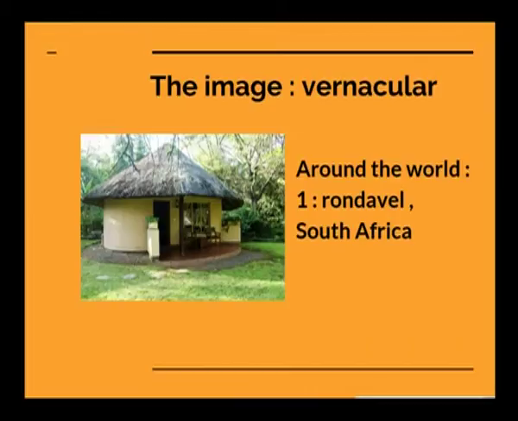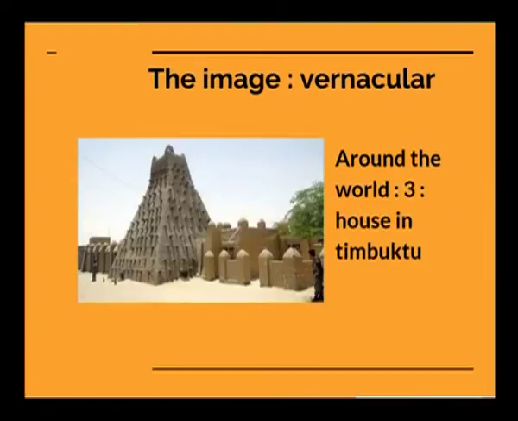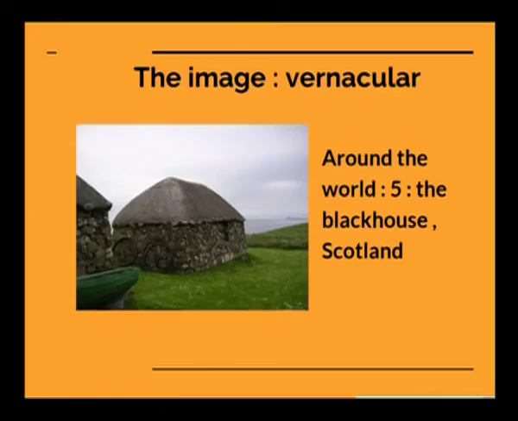So, as I said, first we'll be seeing a few images. This is an image of Rondewell from South Africa. The next is a Maasai house from Tanzania. This is a house from Timbuktu and Payahut, Italy. This is a black house from Scotland. So, we had a quick look at 5 images from around the world.